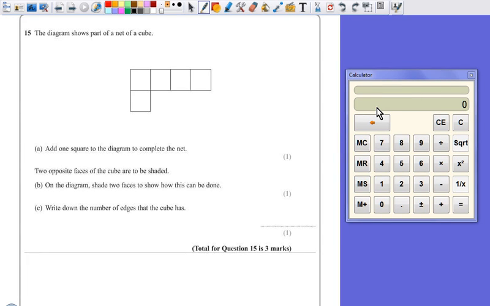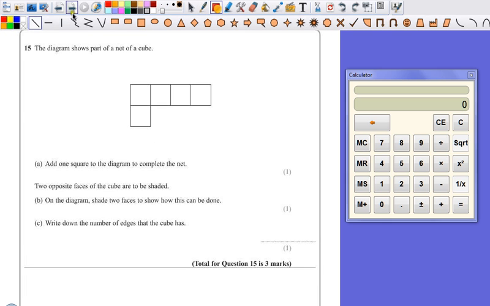Question 15. The diagram shows part of a net of a cube. Add 1 square to the diagram to complete the net. Okay, this is going to be a pencil problem. Now, it really matters where we put the square, because if we don't put it in the right place, we're not going to build our complete cube.